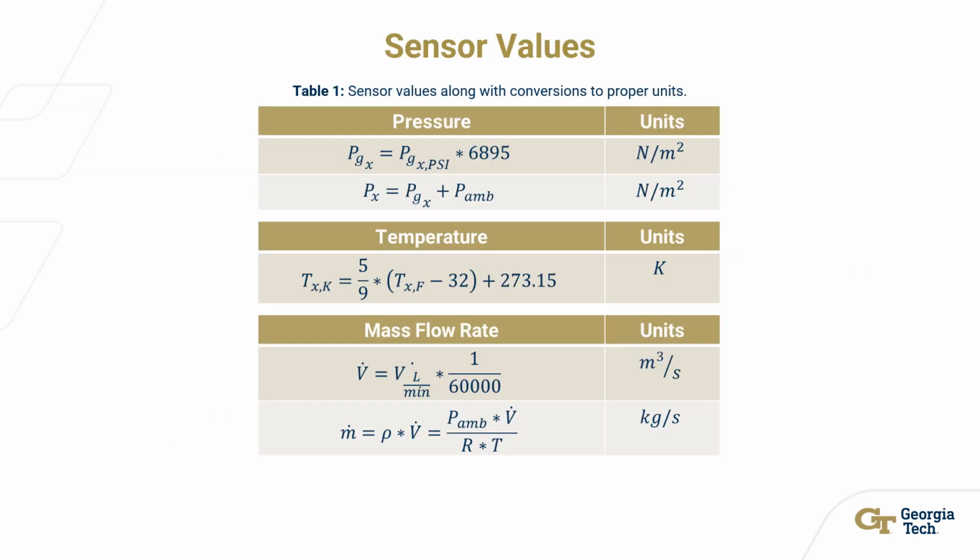All of the sensor values output from the system need to be converted to corrected units. Pressure was recorded in psi, which needs to be converted to newtons per meter squared. Temperature was recorded in Fahrenheit, which needs to be converted to kelvins, and volumetric flow rate needs to be converted to mass flow rate, which is in kilograms per second. This table shows all the conversion equations applied.